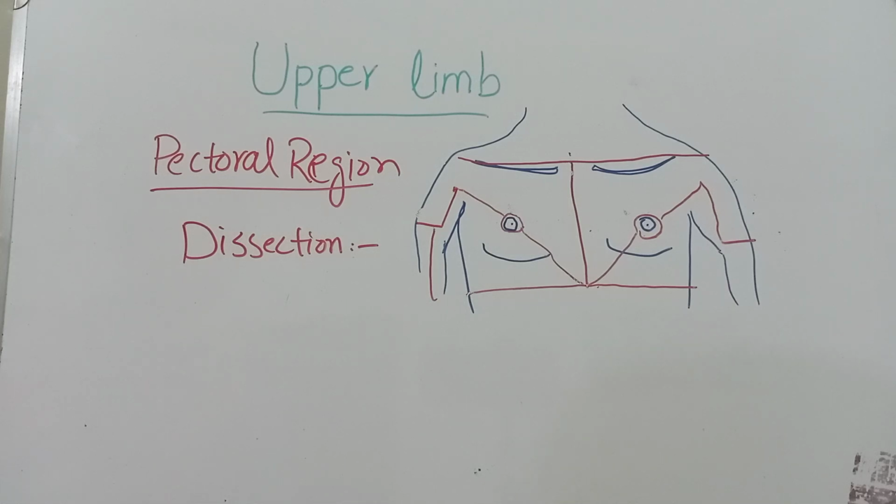Before the start of the upper limb, you are going to dissect the pectoral region. By identifying the points and lines of incision, it will be easy for you to dissect the pectoral region. So we will study the pectoral region, skin, and the superficial fascia in the next video.